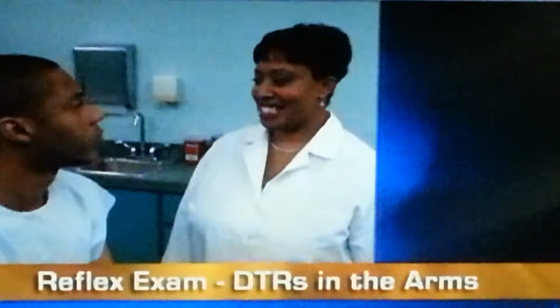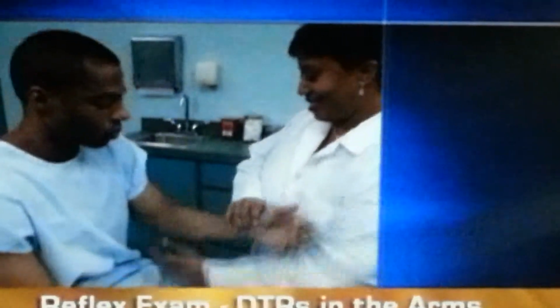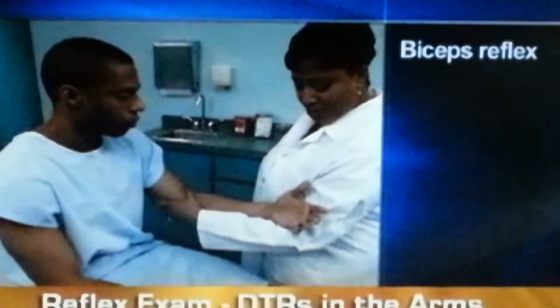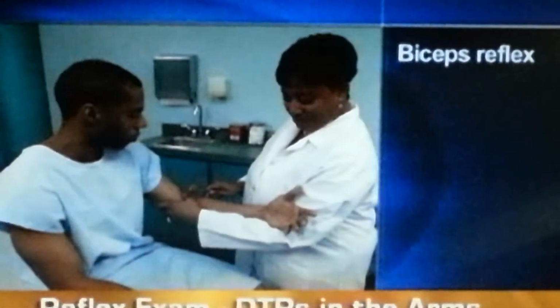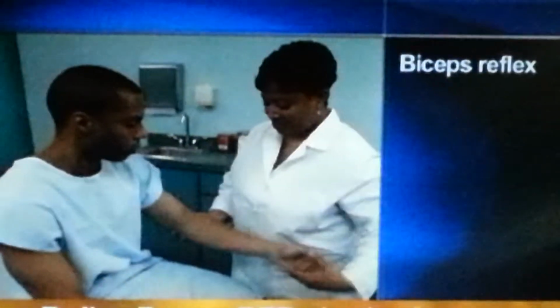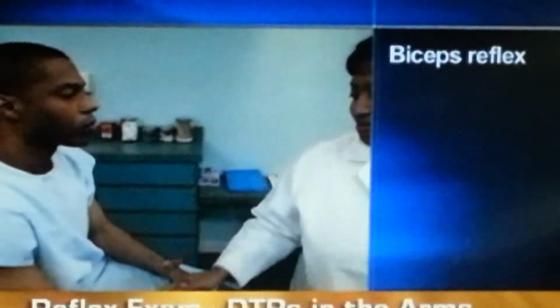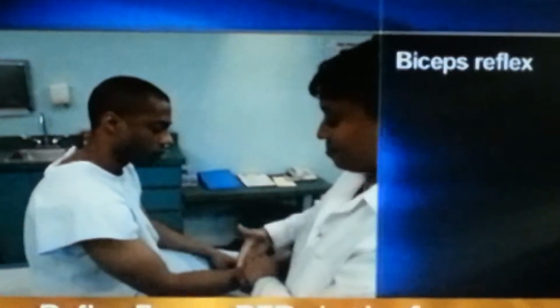I'm going to check your reflexes. Begin reflex testing in the arms with the biceps reflex. Relax the person's forearm by supporting it on yours. Then place your thumb on the biceps tendon and strike it. The normal response is forearm flexion.